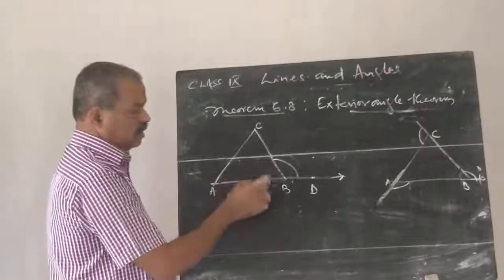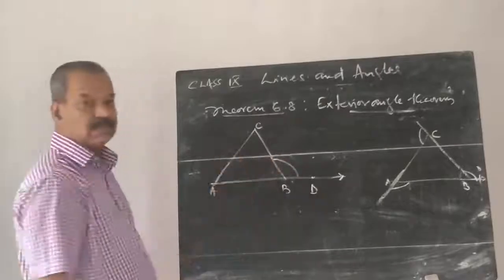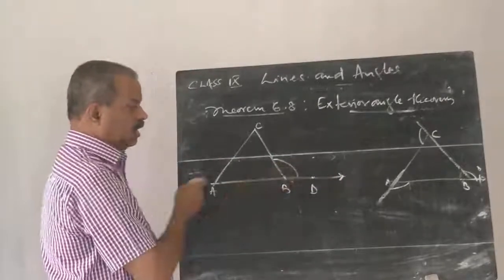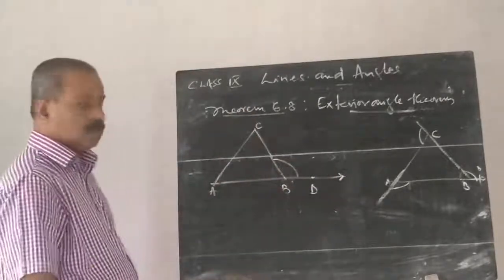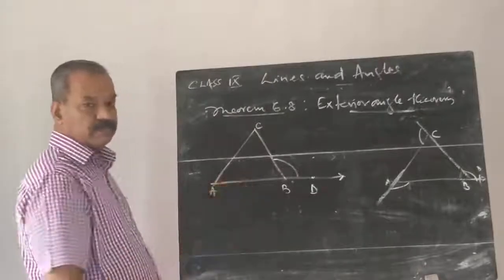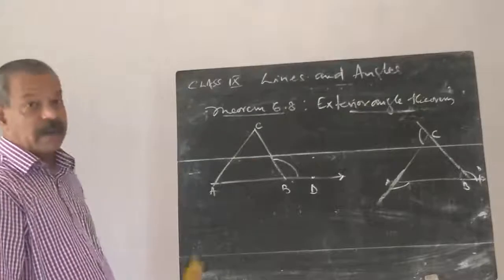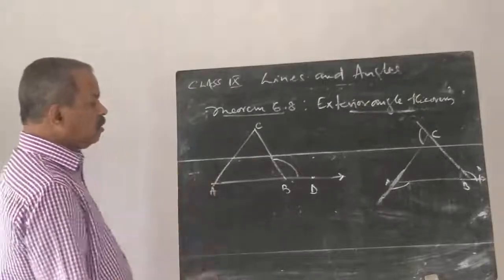This is the adjacent angle. What is the sum of these two angles? 180, a linear pair. This is a line. This is a ray. So on the line, we get a linear pair axiom according to this. Okay.